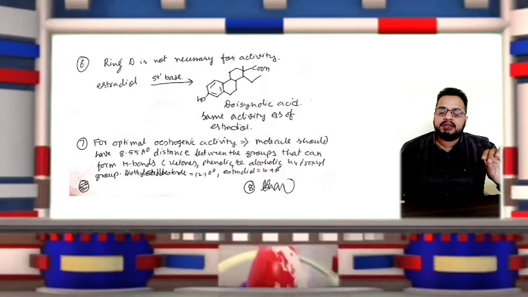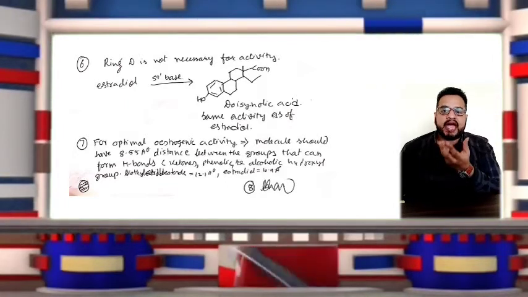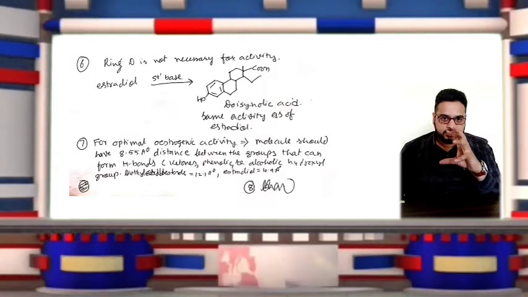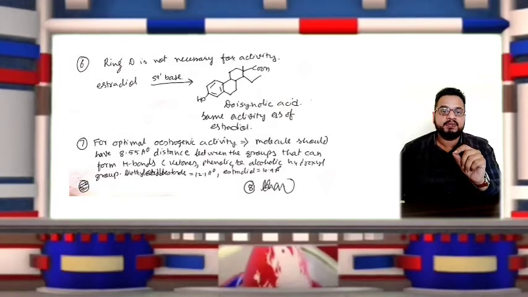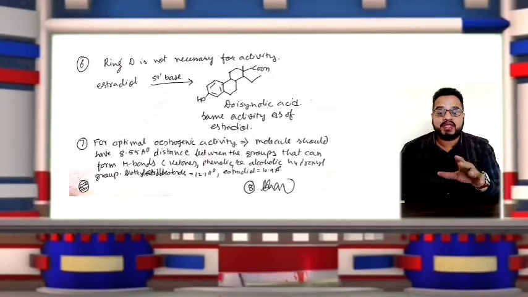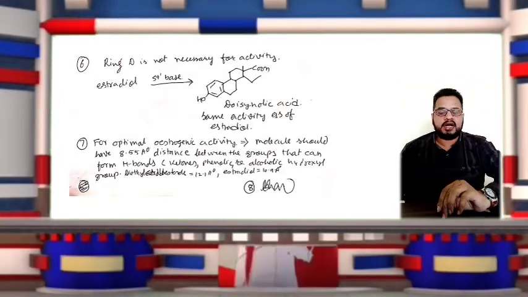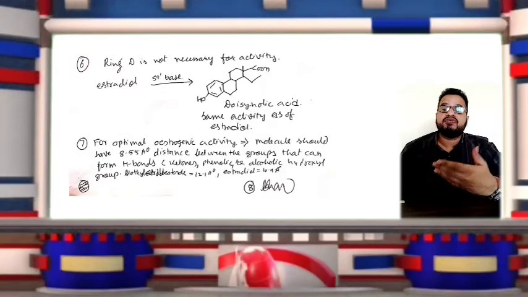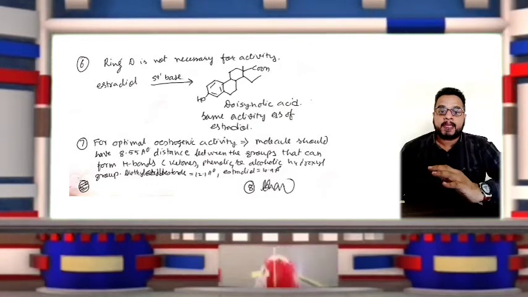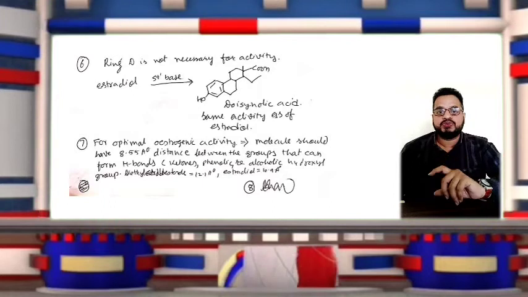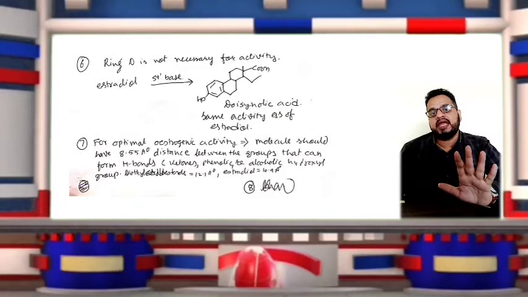Understand? And one of the important features is that for optimal estrogenic activity, the molecule should have an 8.55 angstrom distance. This is the optimum distance, 8.55 angstrom. This distance should be there between the groups that can form hydrogen bonding, meaning the ketones, phenolic groups, and alcoholic hydroxyl groups. All these groups which contain OH or keto groups can form hydrogen bonds. So the optimum distance should be 8.55 angstrom.